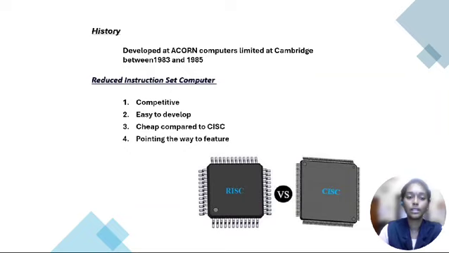Now, here is the history of ARM architecture. ARM architecture was developed at Acorn Computers Limited in Cambridge between 1983 and 1985. In ARM architecture, we use a Reduced Instruction Set Computer. Why are we using RISC rather than CISC? RISC is known as Reduced Instruction Set Computer and CISC is known as Complex Instruction Set Computer. In the next slide, we can see the comparison of both.